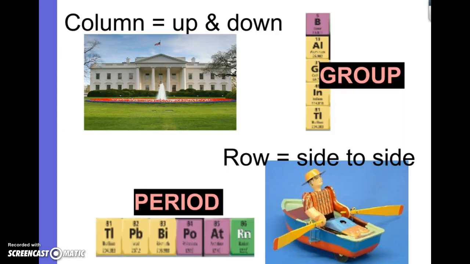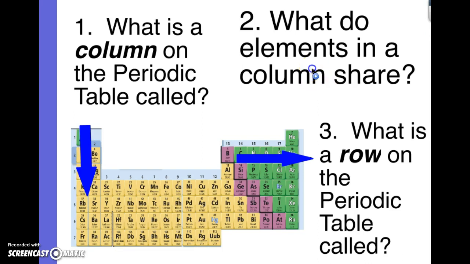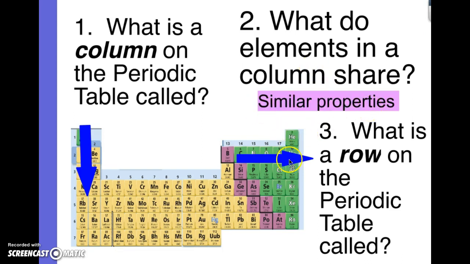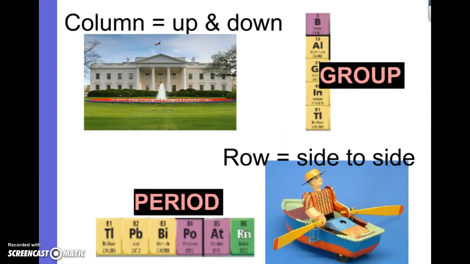Well, we already said that one of the ways the periodic table is organized is by groups and periods. And we said that elements in a group share similar properties, which means that if the elements are in the same group or the same column, then that will give us a really good prediction as to what the characteristics of all of those elements are.